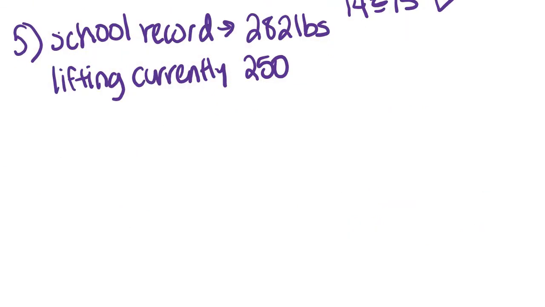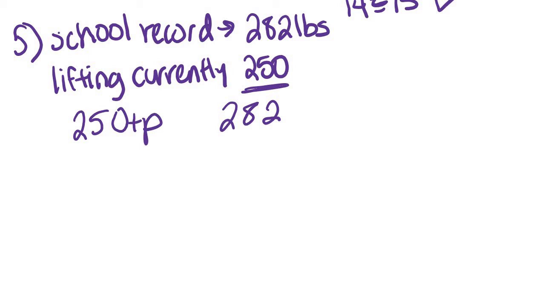All right, so for the last one, number 5. So Josh is at his goal of 250 pounds. But he wants to beat the record of 282. All right, how many more pounds, so plus P, does he need to lift to get to 282?